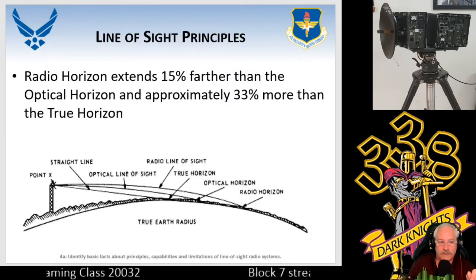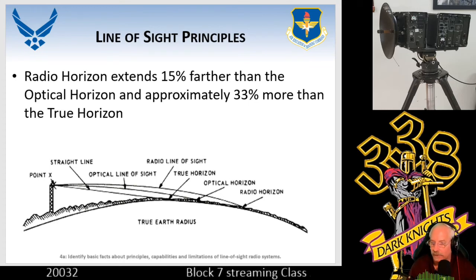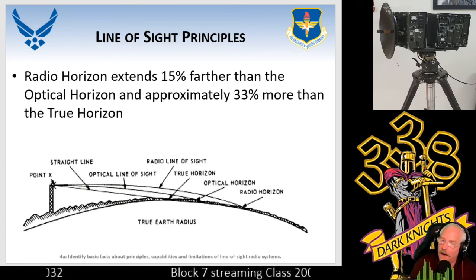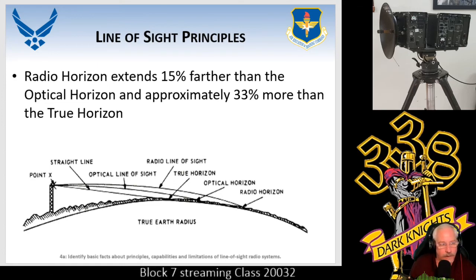Let's go back to the slideshow. You notice that there's something missing here. That's because of the picture. We're trying to blow it up for you to give you an idea of where those figures came from. So radio horizon extends 15% farther than optical and 33 more than true.